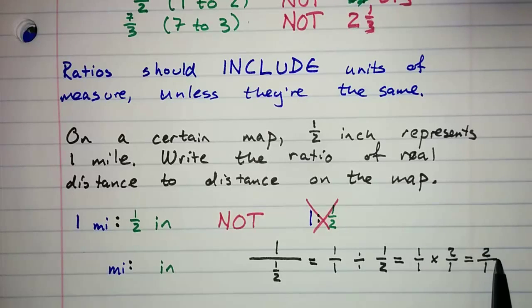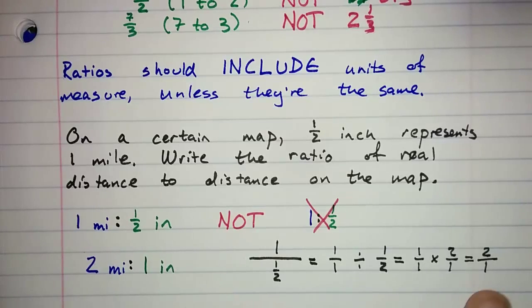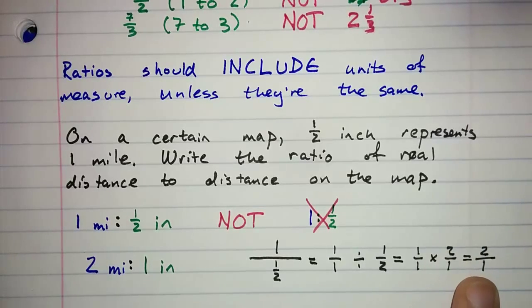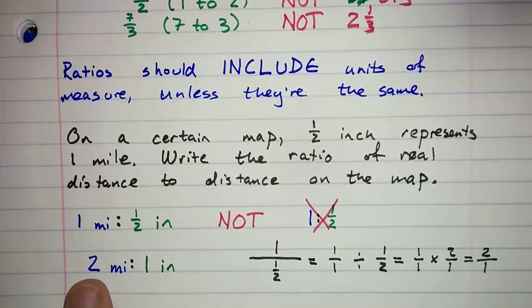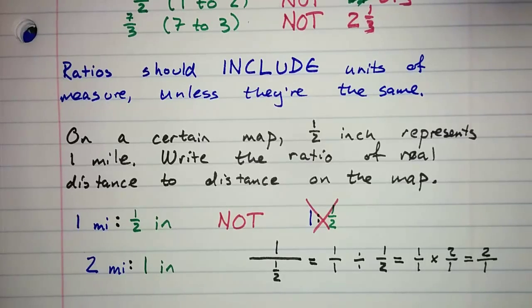And can I just write this as 2? No, I can't, can I? I have 2 miles to every 1 inch. Okay. In fraction notation, this is a fraction in lowest terms. In this notation with the colon, I see just whole numbers, and I see they have no factors in common.